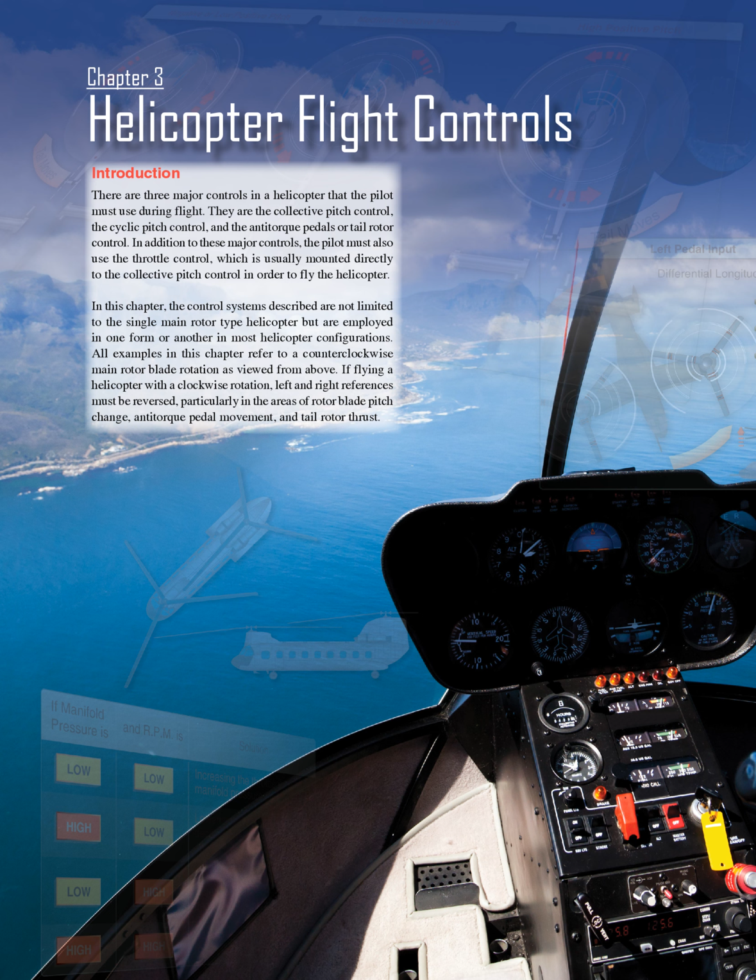In this chapter, the control systems described are not limited to the single main rotor type helicopter but are employed in one form or another in most helicopter configurations. All examples in this chapter refer to a counterclockwise main rotor blade rotation as viewed from above. If flying a helicopter with a clockwise rotation, left and right references must be reversed, particularly in the areas of rotor blade pitch change, antitorque pedal movement, and tail rotor thrust.